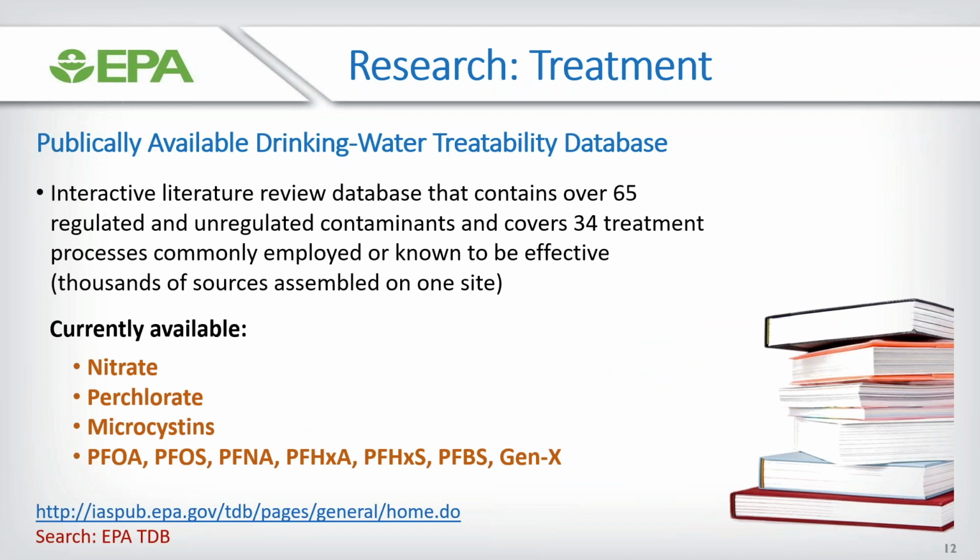I'm not going to talk about the research specifically here, but just where you can find out more about the research. The EPA actually has a treatability database where we have been putting information about the various treatment technologies and different compounds. You see here a snippet of what's currently available for PFAS, but also nitrates, perchlorates, and microcystins. If you search EPA TDB, that should take you there. There's a link on the last slide as well.